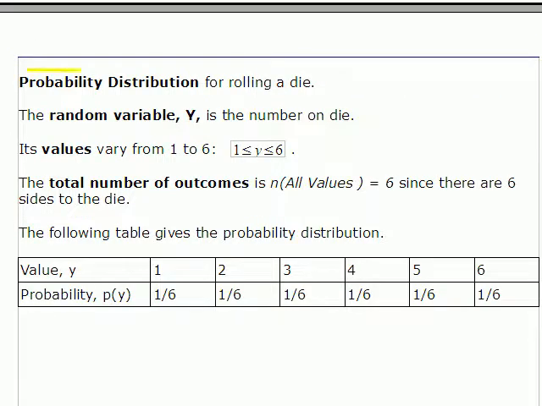So here's the probability distribution for rolling a die. The random variable is the number on the face. The values for this random variable can vary between 1 and 6. Total number of outcomes is 6, and so here's a table giving the probability distribution: 1, 2, 3, 4, 5, 6. They're all equally likely, so the probability of each is 1/6, which you can see adds up to 1, as it should.